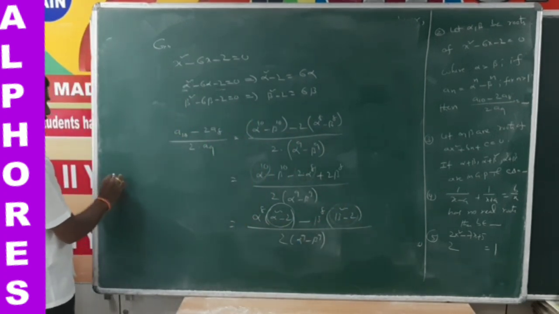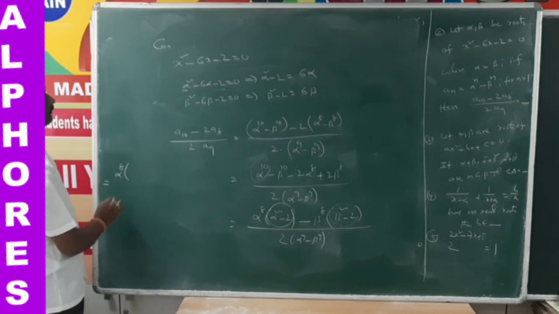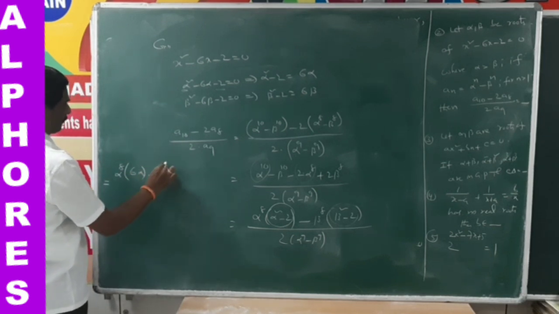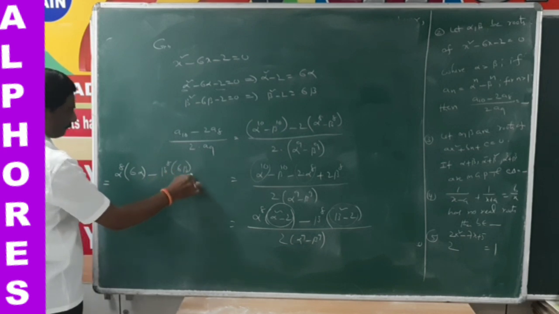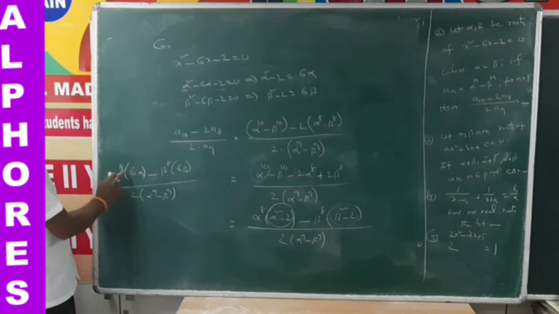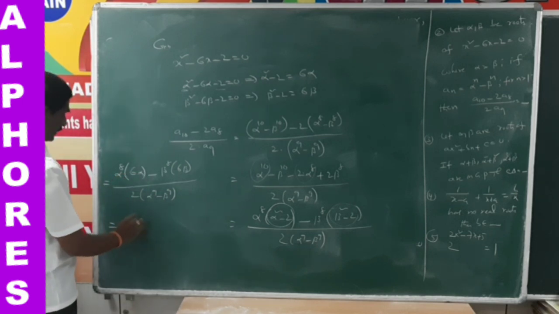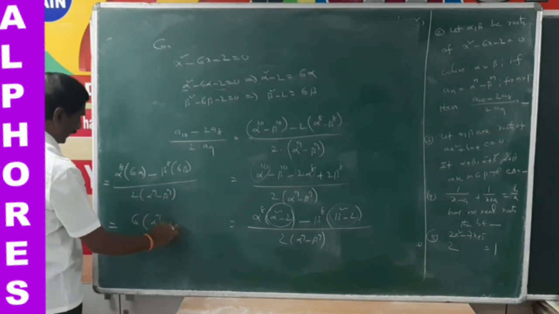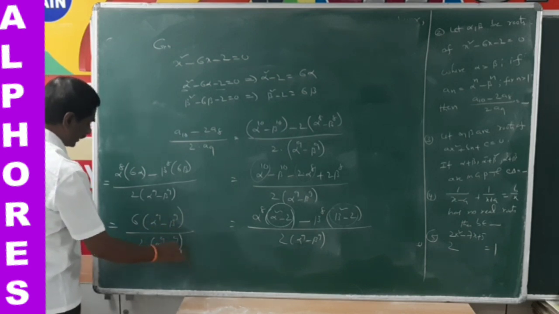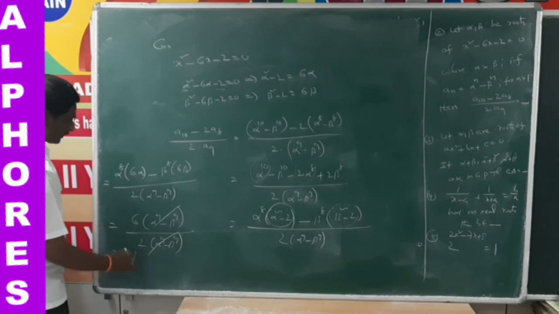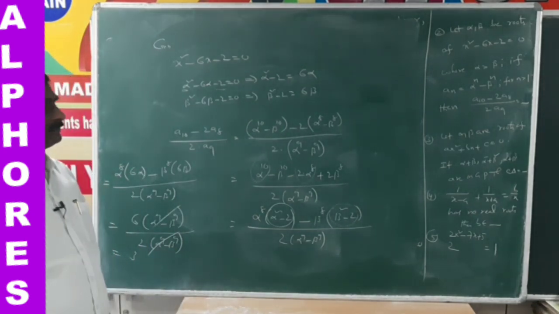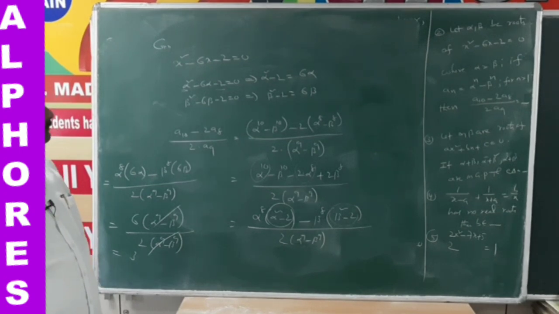Finally, it can be reduced into alpha power 8 into 6 alpha minus beta power 8 into 6 beta, by 2 of alpha power 9 minus beta power 9. Alpha power 8 into alpha gives alpha power 9, and the common term is 6. So 6 into alpha power 9 minus beta power 9 by 2 into alpha power 9 minus beta power 9. These two are cancelled. Finally, we get 3. So, the answer is 3. Okay. Next, third one.